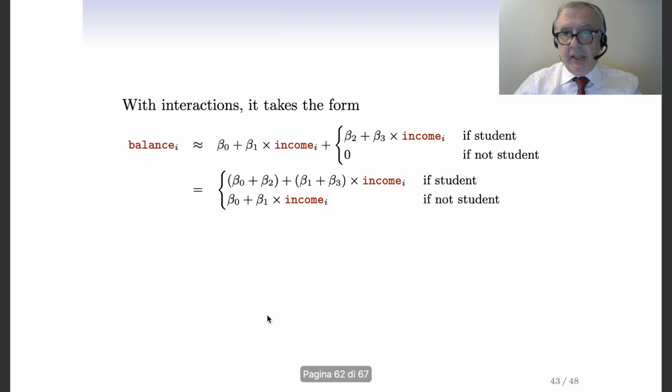Now that we have the interaction term, we have a model with different intercepts for students and not students, and different slopes. This is the slope for student and not student. So we are more flexible.